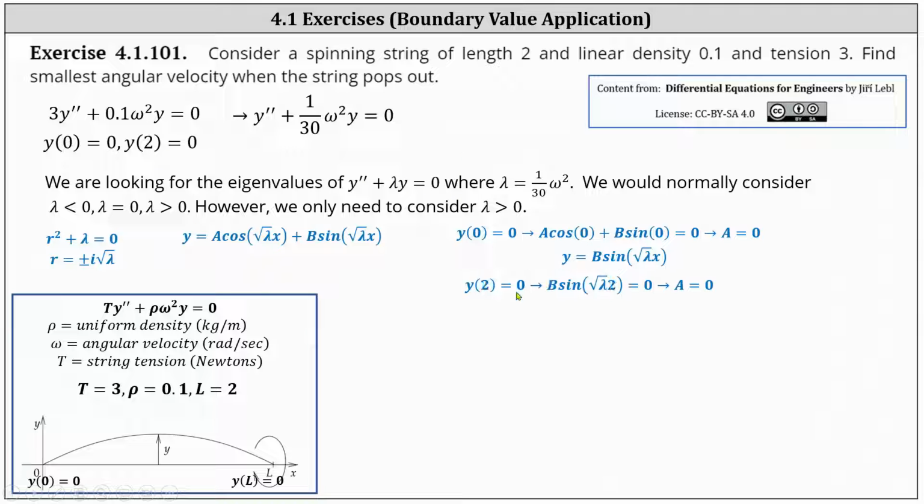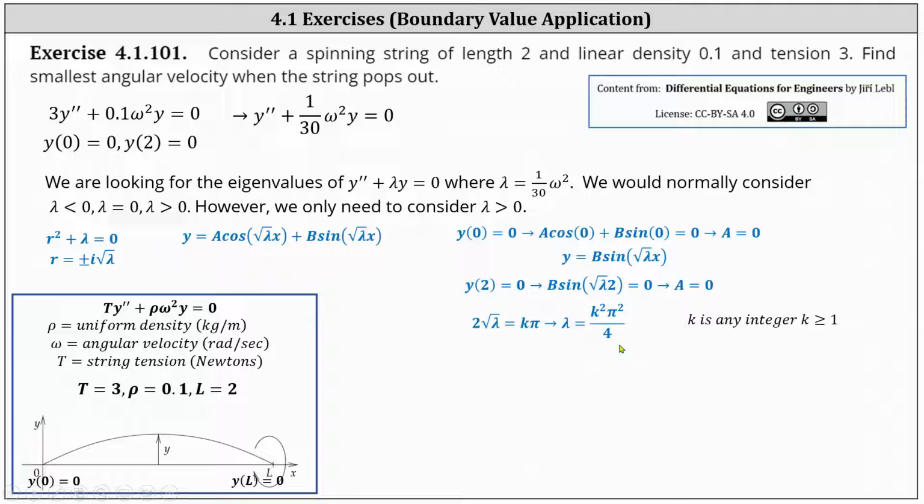For y(2) = 0, we have the equation b sine(square root lambda times 2), or 2 square root lambda, equals 0. This equation is true when b is 0, which we don't want because we're looking for non-zero solutions. It's also 0 when the input into the sine function is a multiple of pi, which means in our case, the equation is also true when 2 square root lambda is equal to k pi, where k is an integer greater than or equal to 1. Solving 2 square root lambda = k pi for lambda, we divide both sides by 2 and square both sides, which gives us lambda = k squared pi squared divided by 4.